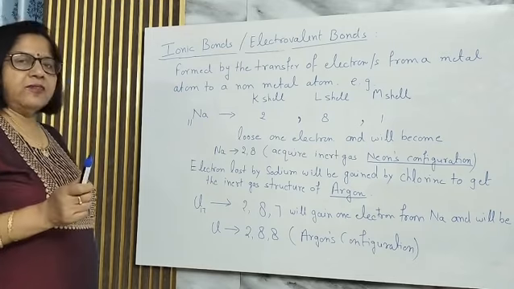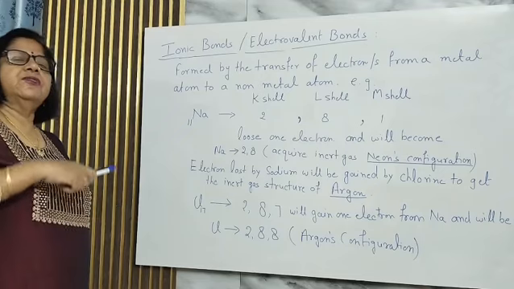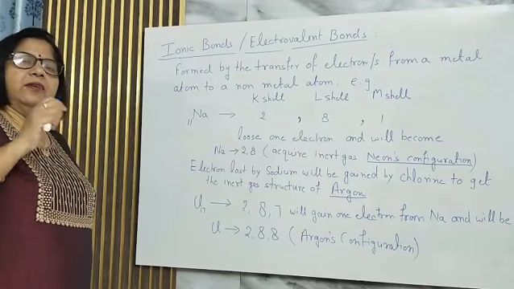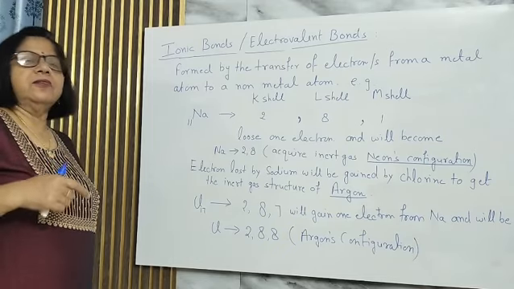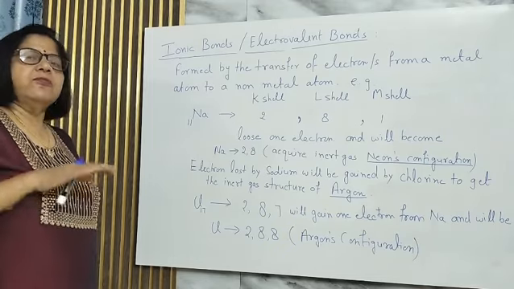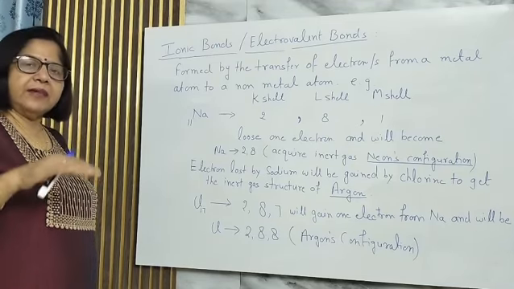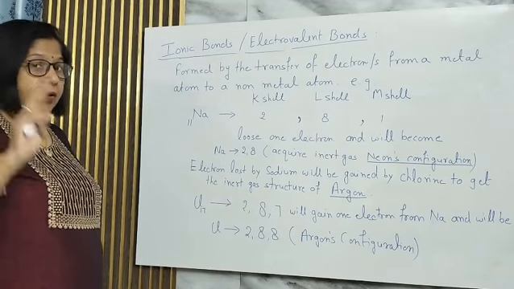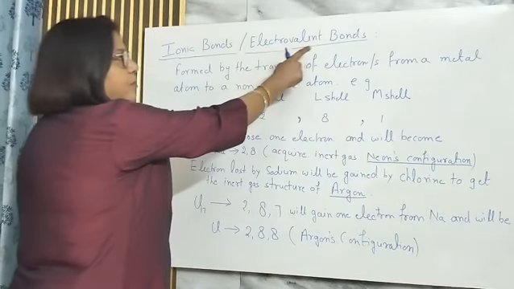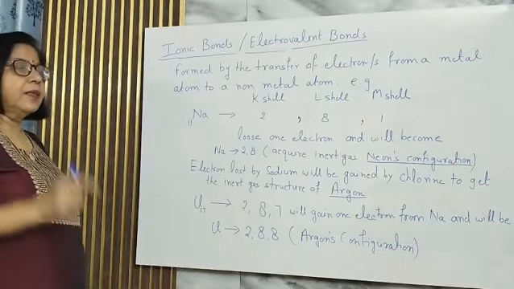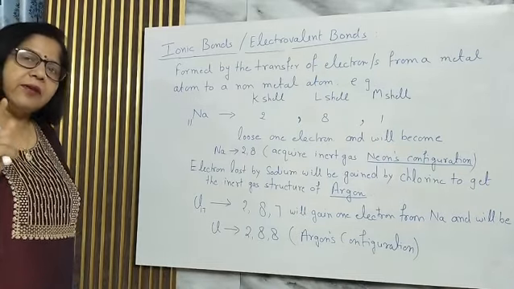When there is a transfer of electron, the metal atom which gives its electron will form a cation and the non-metal which gains the electron will form an anion. So the cation will carry a positive charge and the anion will carry a negative charge. Because there is a charge formation, it is also called an electrovalent bond. Now, for example, let us discuss the formation of sodium chloride.